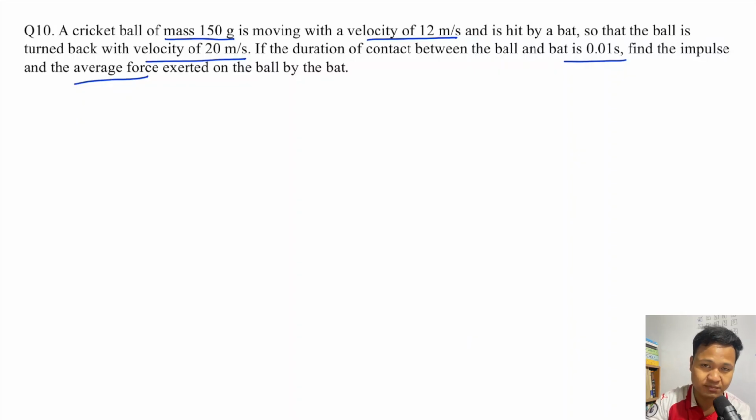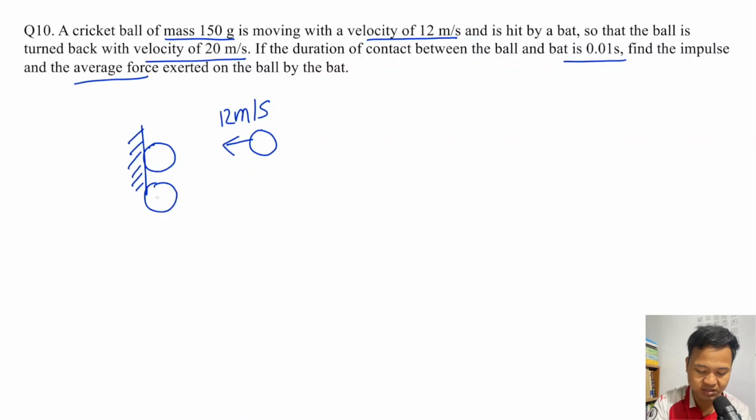Here see, the force is applied only for a short amount of time, right? Those types of forces are called impulsive forces. Like in the video, the cricket ball hits the bat. So this is the bat, and the cricket ball is flying towards the bat with velocity 12 meter per second initially. Then it rebounds with 20 meter per second, like this.